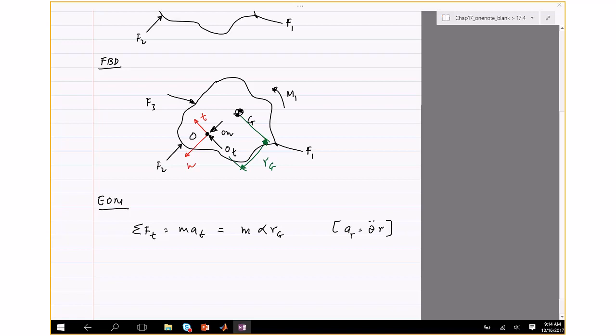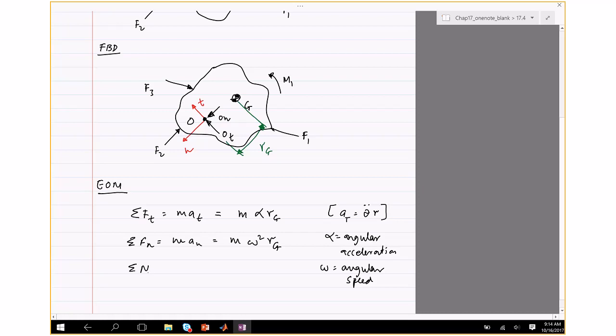Alpha is the angular acceleration. Similarly, Fn equals m an, equals mass times the centripetal acceleration, so it's m omega squared rg. Omega is angular speed. And then the last equation is the moment about point G, and that is Ig alpha. Unlike the previous section, where the rigid body is translating, in this case alpha is not equal to 0. So the third equation is not zero. That's the only difference from the previous section.